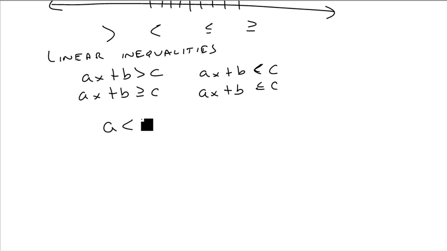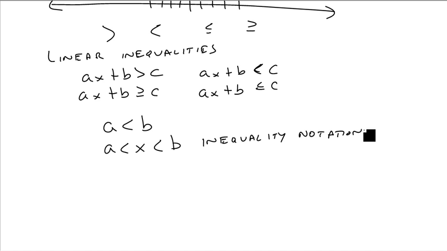Suppose we have a number a is less than b, and we also know that the value x could be anywhere in between those. This is called inequality notation, and it's easily recognizable because it just has inequality symbols.